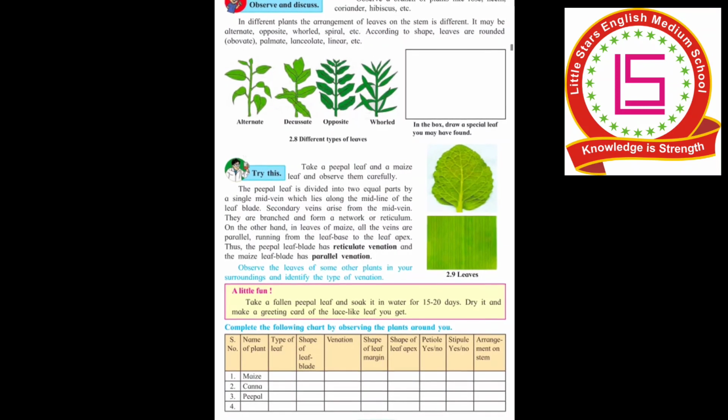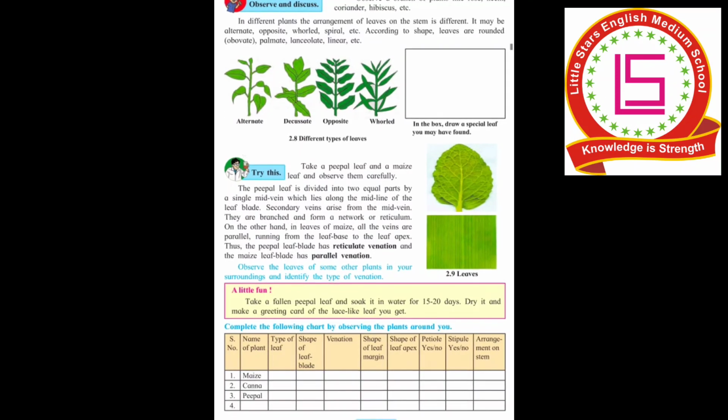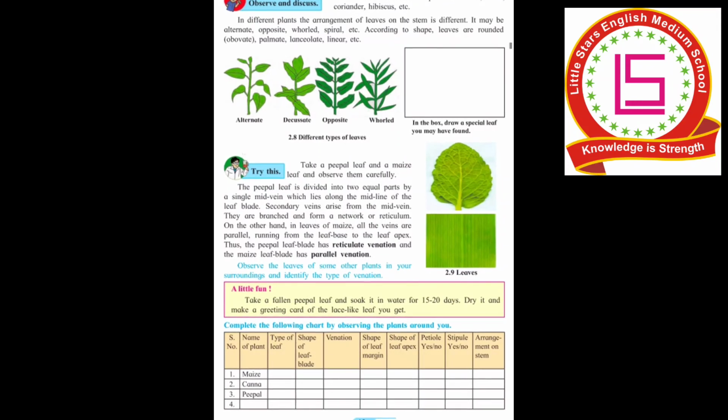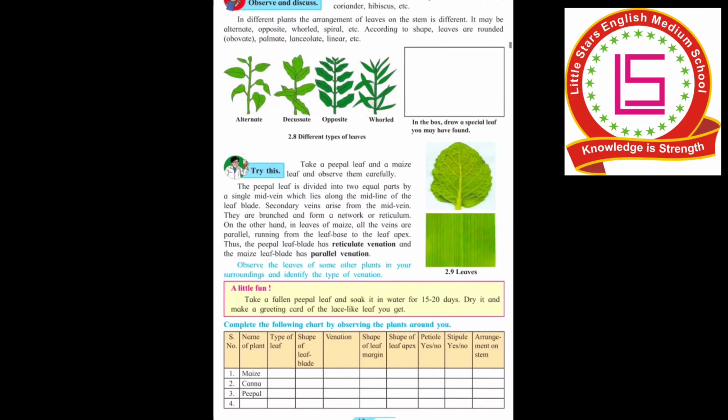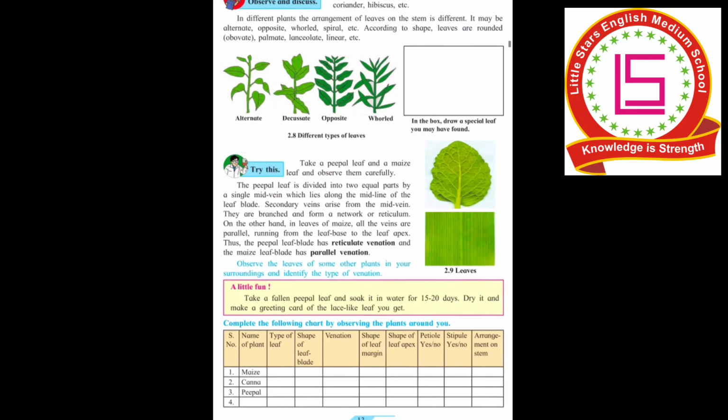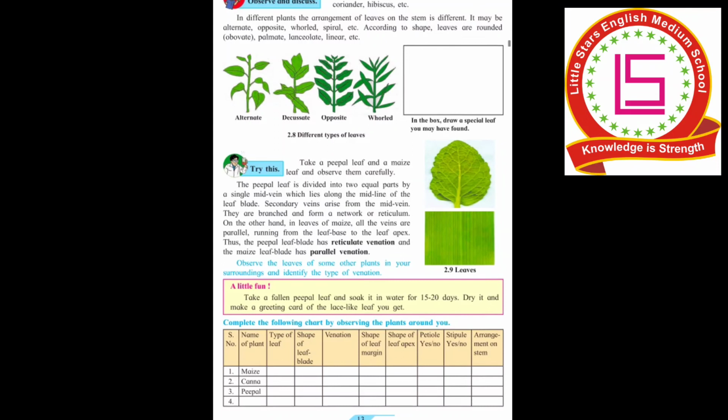See in the next picture, just above where it is written 2.9, leaves. You can see all the lines are parallel to each other. That is a leaf of a maize. Thus, the peepal leaf blade has reticulate venation and the maize leaf blade has parallel venation. To understand the leaves more, you can take the leaves of different other plants and make observations on your own for your knowledge.